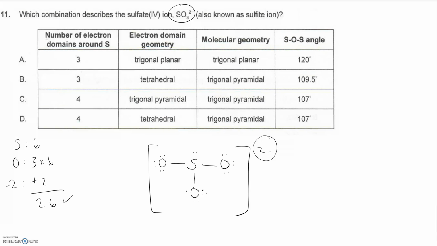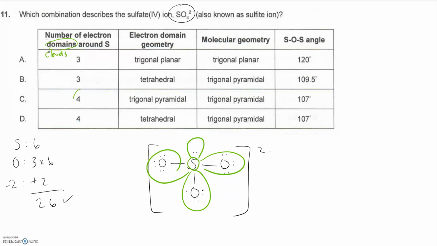So we look at the different possible answers for us here. We are looking at number of electron domains, or electron clouds is another word for that. So domains is the same thing as clouds around the sulfur. So here's my sulfur. Around it I have 1, 2, 3, 4 electron clouds. So C or D are going to be my answer. I can rule out A and B right away.